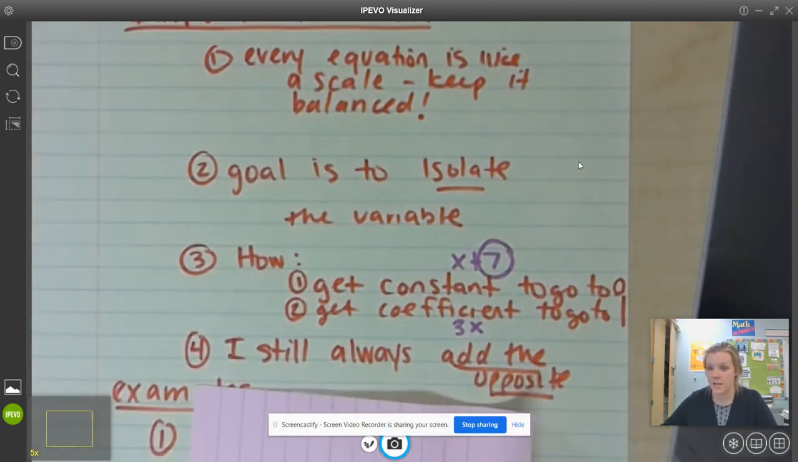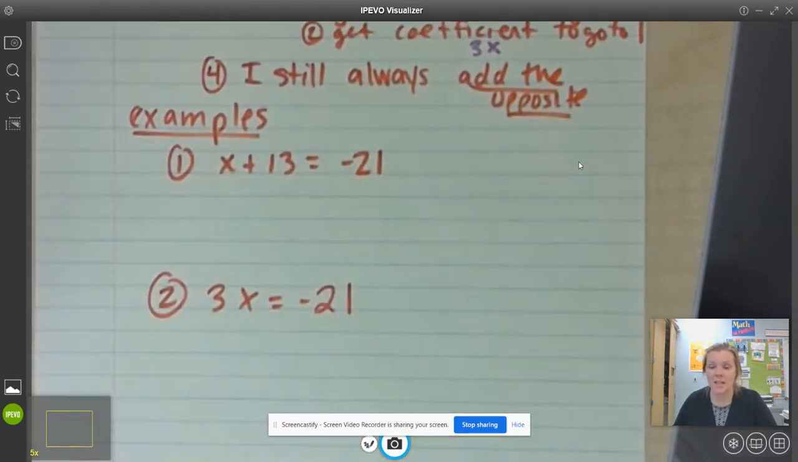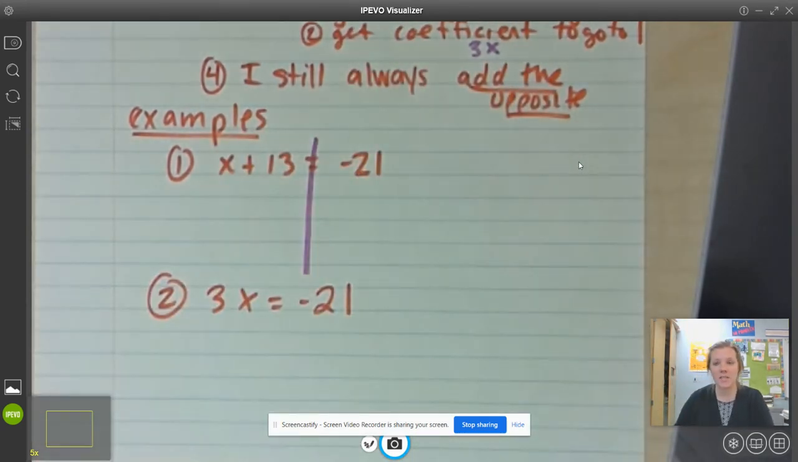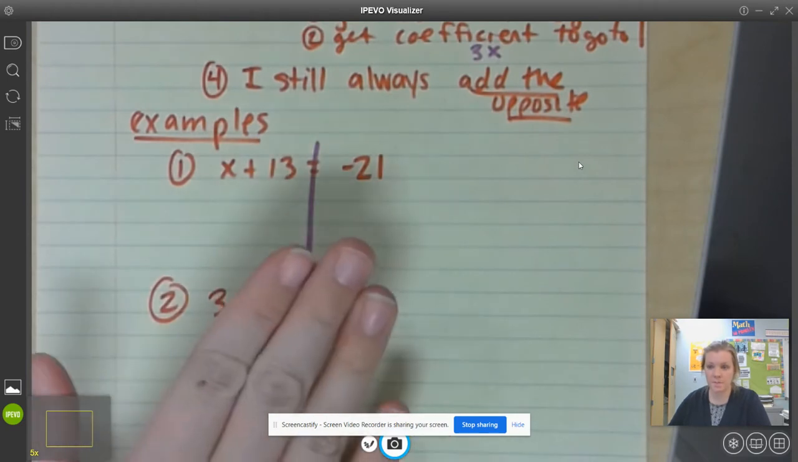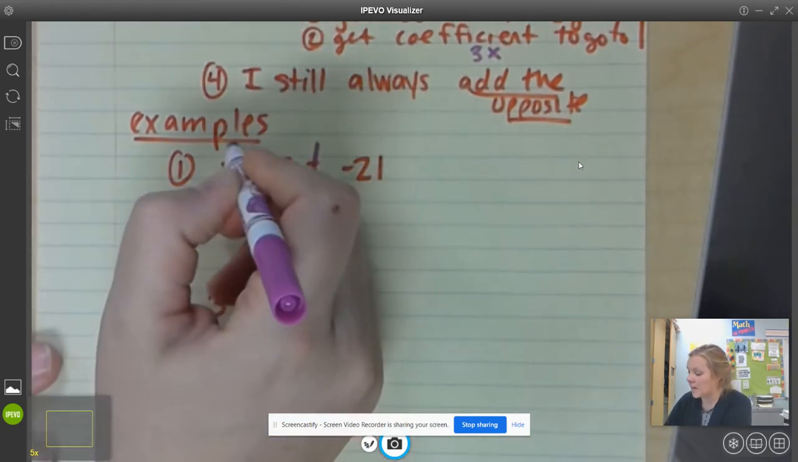Okay, let's try some. Now remember, the most important thing, the thing that we're practicing, is showing our work. So I always start by drawing a line through my equal sign. This helps me distinguish between the left and the right side of the equation, and helps me picture this equation as a scale. That's a personal preference. You don't have to draw the line, but it definitely helps when we get to those complicated multi-step equations.